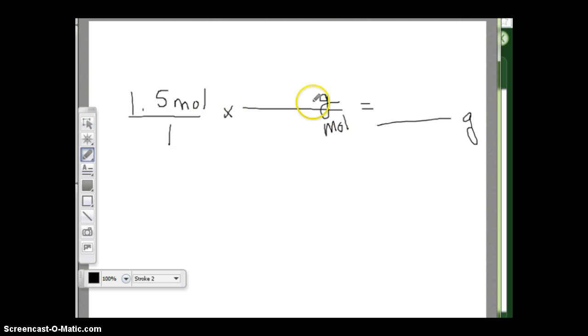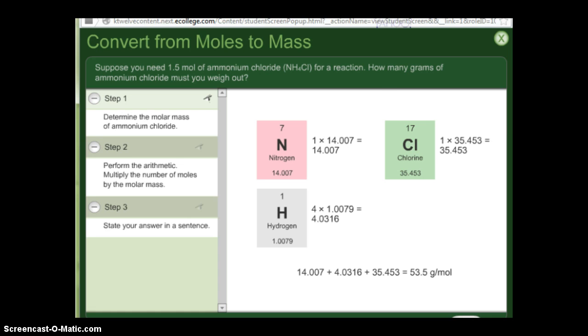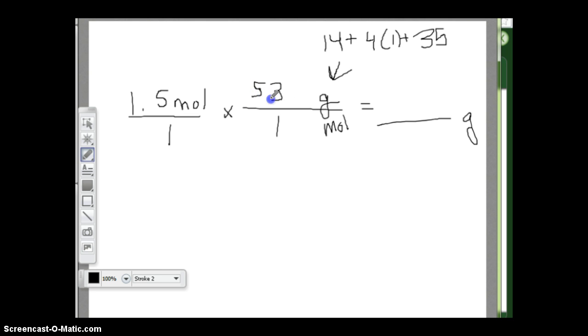Okay, so how do I convert from moles to grams? Oh yeah, to get grams, I look on my periodic table. So for every 1 mole, I added up the nitrogen plus the fact that there were 4 hydrogens plus the chlorine by looking at the periodic table. And that gave me 53.5. And now I can just do the math. So do you see how it wasn't about memorizing steps as much as it was write down what you know, cancel it off, make sure you end up with the unit that you want. It's kind of figuring it out instead of just memorizing an equation.